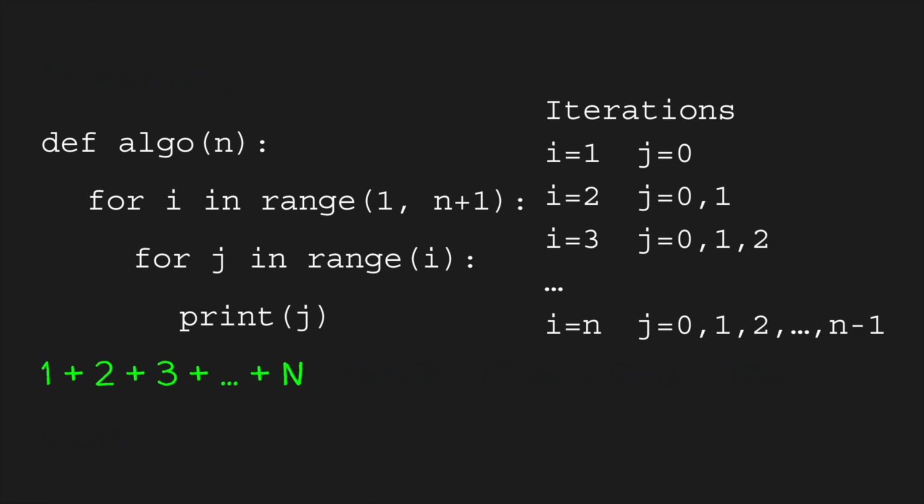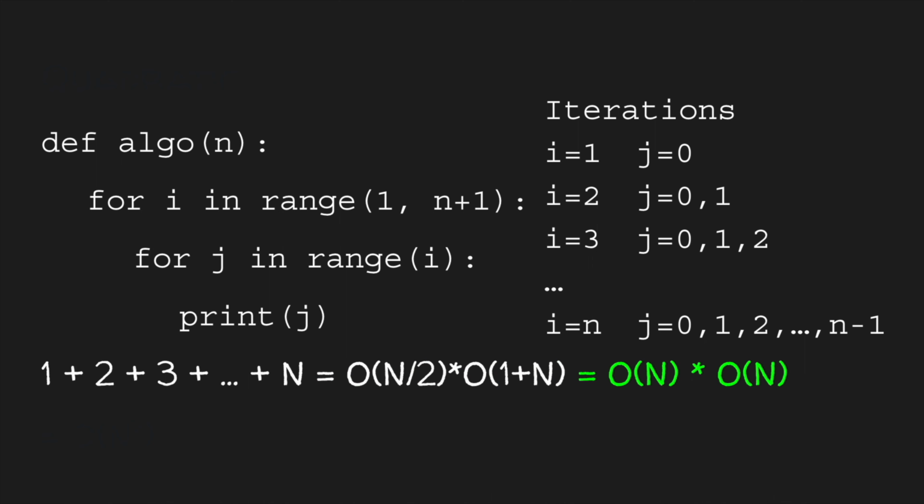So we can apply the formula for the sum of an arithmetic series to get n over 2 times 1 plus n. We drop the constant 1/2 in the expression n over 2 and the lower order term 1 in 1 plus n, and then we get n times n, which ends up being O(n squared), or quadratic time.